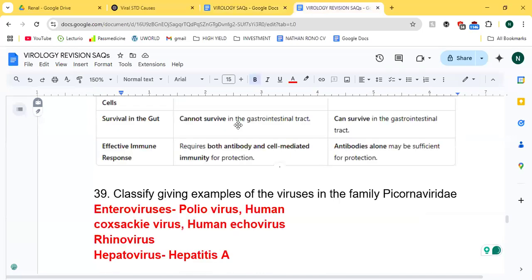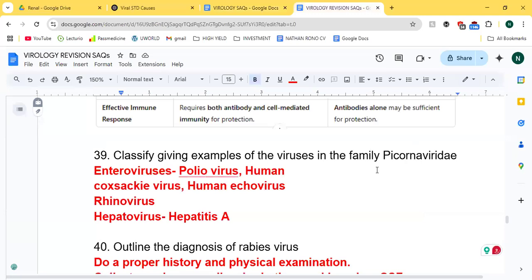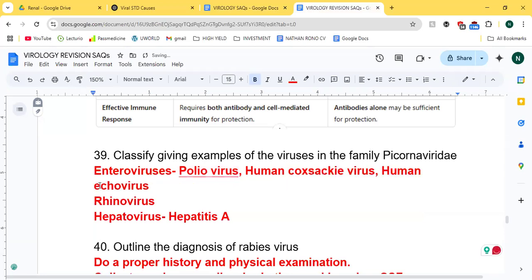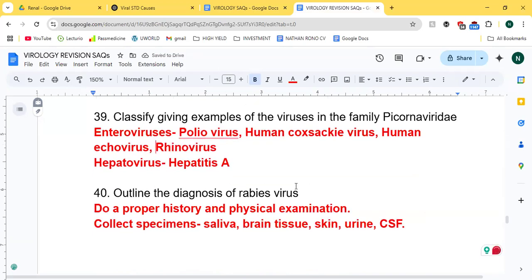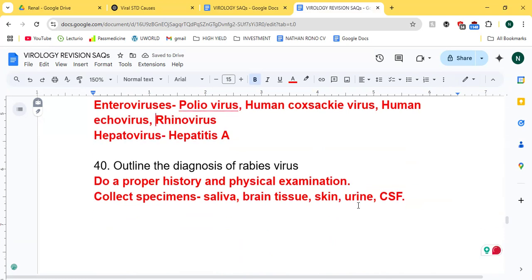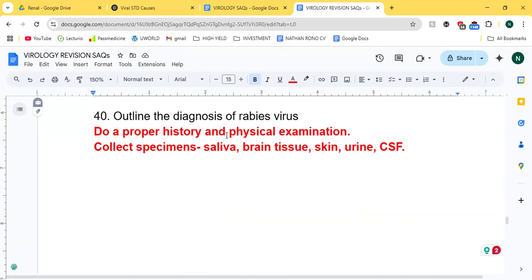Okay, I'm happy. So for Picornaviridae, we had enterovirus, which includes poliovirus, human Coxsackievirus, human echovirus, rhinovirus, and hepatovirus, which is hepatitis A. And then outline the diagnosis. As I had said, proper history, physical exam, collect the specimen. In this case, we need saliva, brain tissue. Unfortunately, brain tissue is only collected during postmortem. So yeah, skin, urine, CSF.